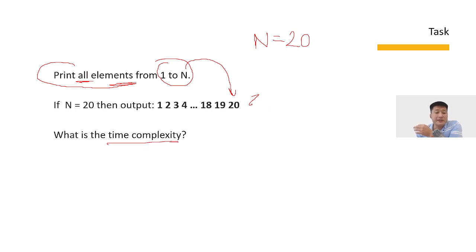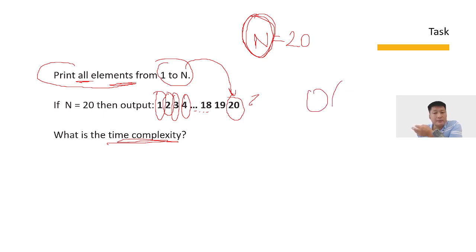So what is the time complexity here? How many operations do we need to finish this task? N times, okay? N times we have to do the same thing. We first take the number 1, print it to the screen. This is one operation. We take the number 2, print it to the screen. It's second operation, third operation, fourth, and etc. And in the last, 20th operation, we print the value 20. So if we have 20 elements, we do 20 operations because we print each number one by one.